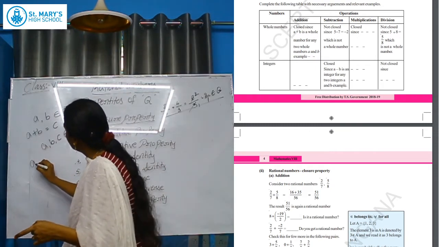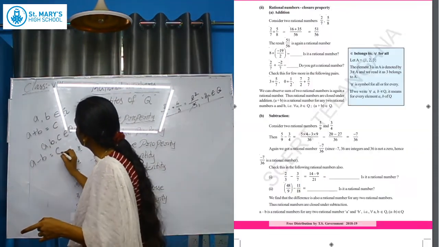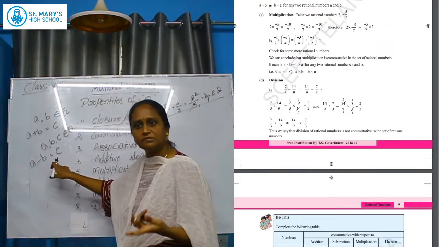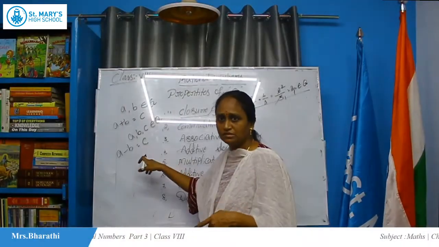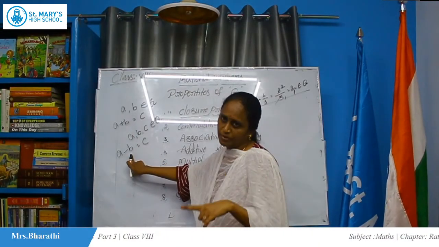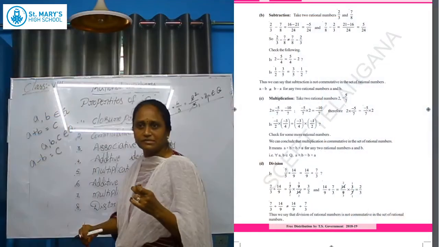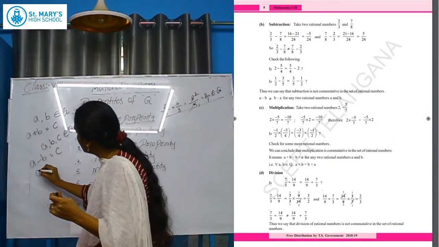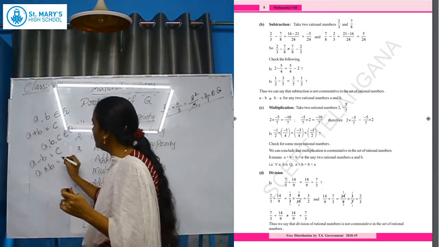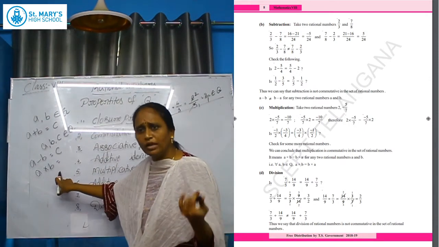So what about subtraction? A minus B equal to C. That means it is in subtraction form. Subtraction form means we get the minus symbol, the negative symbol. And next, as usual, A into B. Then the product we will get.